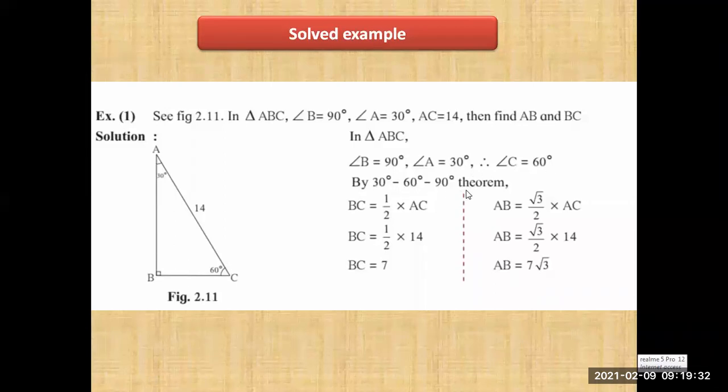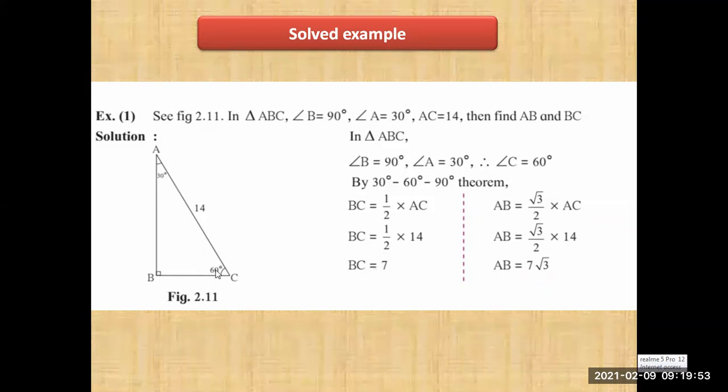So by the 30, 60, 90 degree theorem, as we know, the side opposite to 30 is half of the hypotenuse. So the hypotenuse is AC. Okay. So we write BC is equal to half of AC. Half of AC is 14. So 2 7s are 14. So BC is equal to 7.